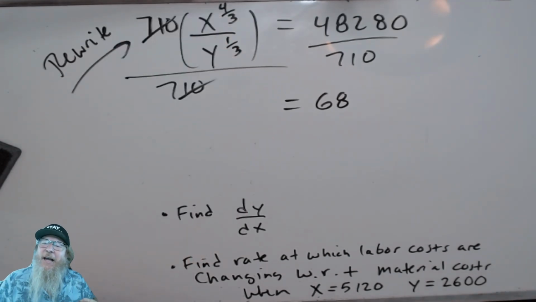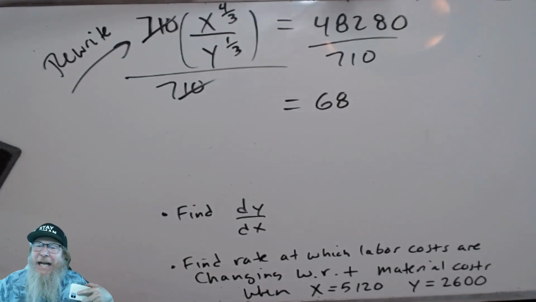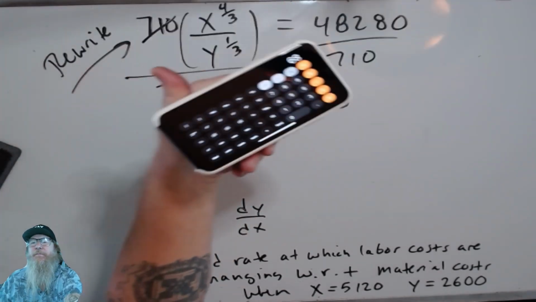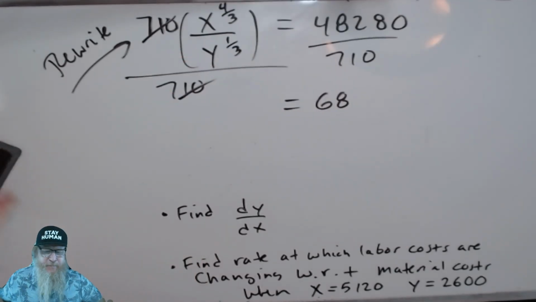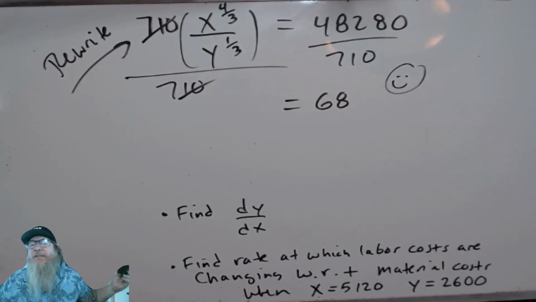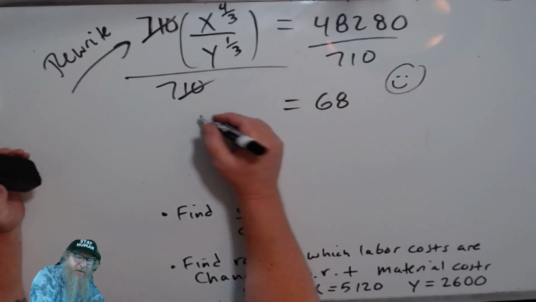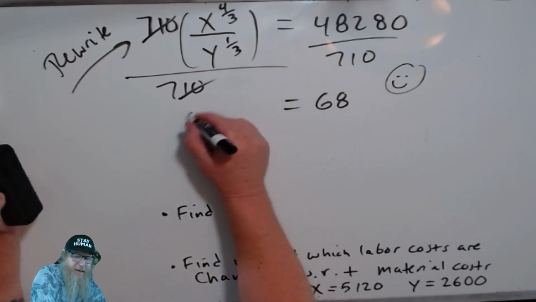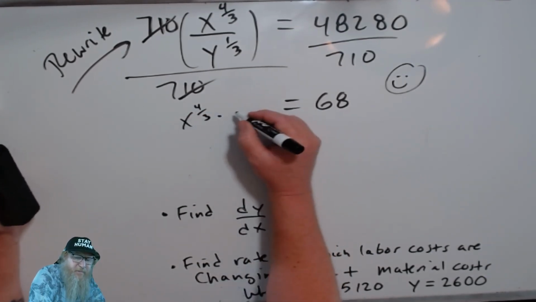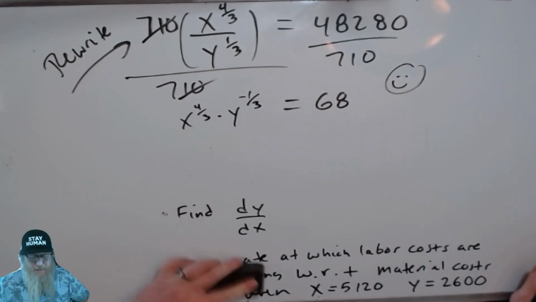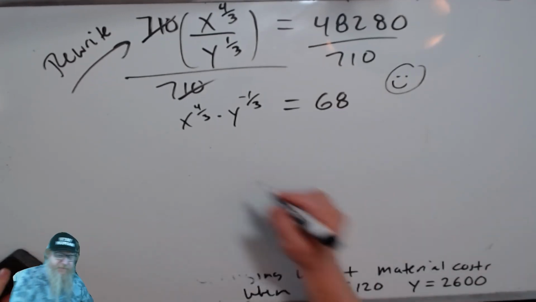Whew. I just said it's okay if you get a decimal, don't worry about it. But then when I got one, I panicked. It's not a decimal. I typed something in wrong. So there you go. 68. Nice. All right. Decimals are okay. They might happen in word problems, but I just was hoping it wouldn't happen today. So now I'm going to rewrite this as x to the 4/3 times y to the negative 1/3. And I'm going to use implicit differentiation.